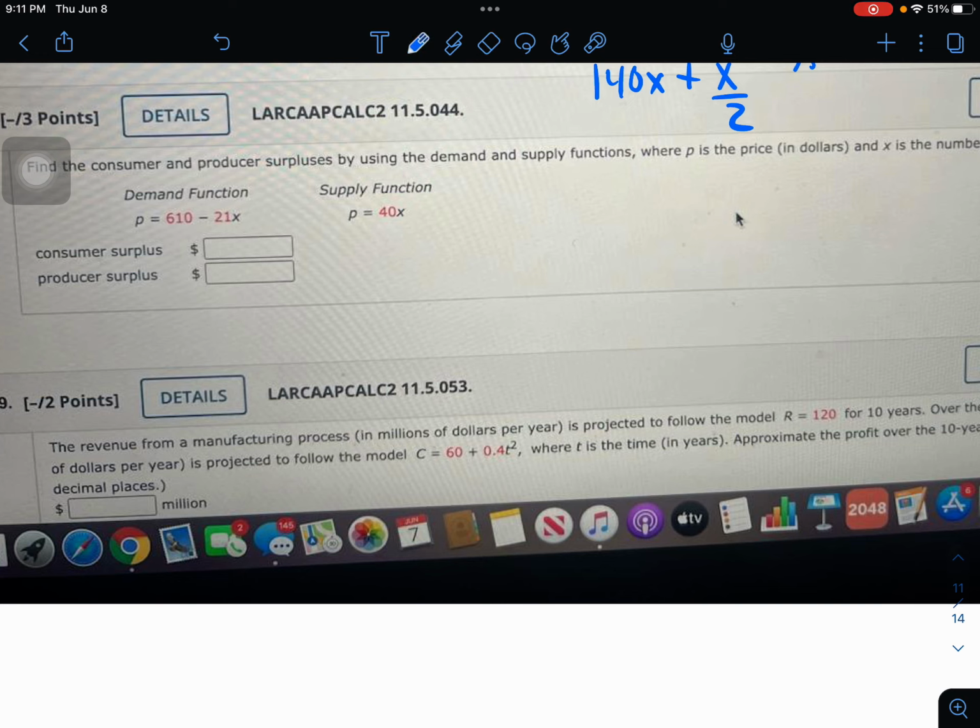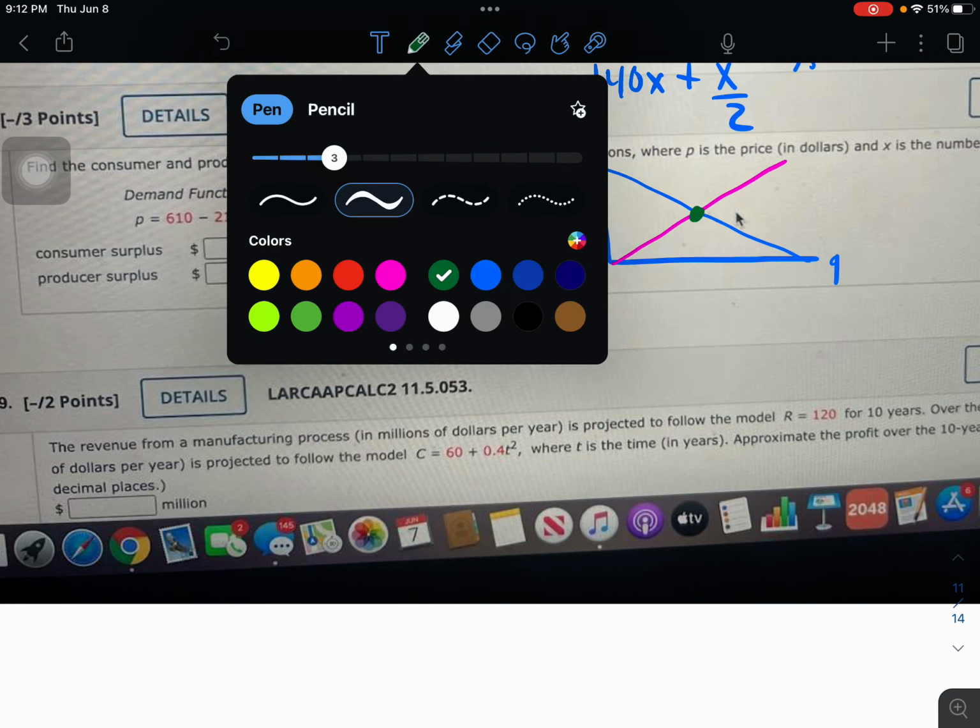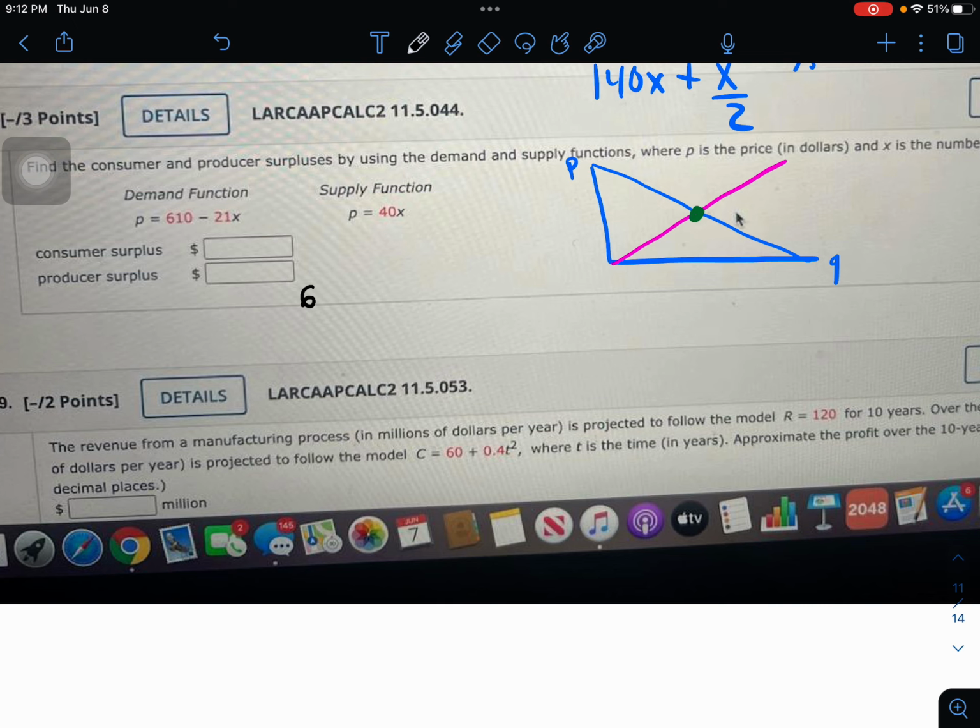draw a general demand curve and a general supply curve. And just like I said in the last problem, that'll be our equilibrium. And I'm going to calculate what that equilibrium is right now. And I'm going to do that by setting my two functions equal to each other. Again, this was explained in the last video.